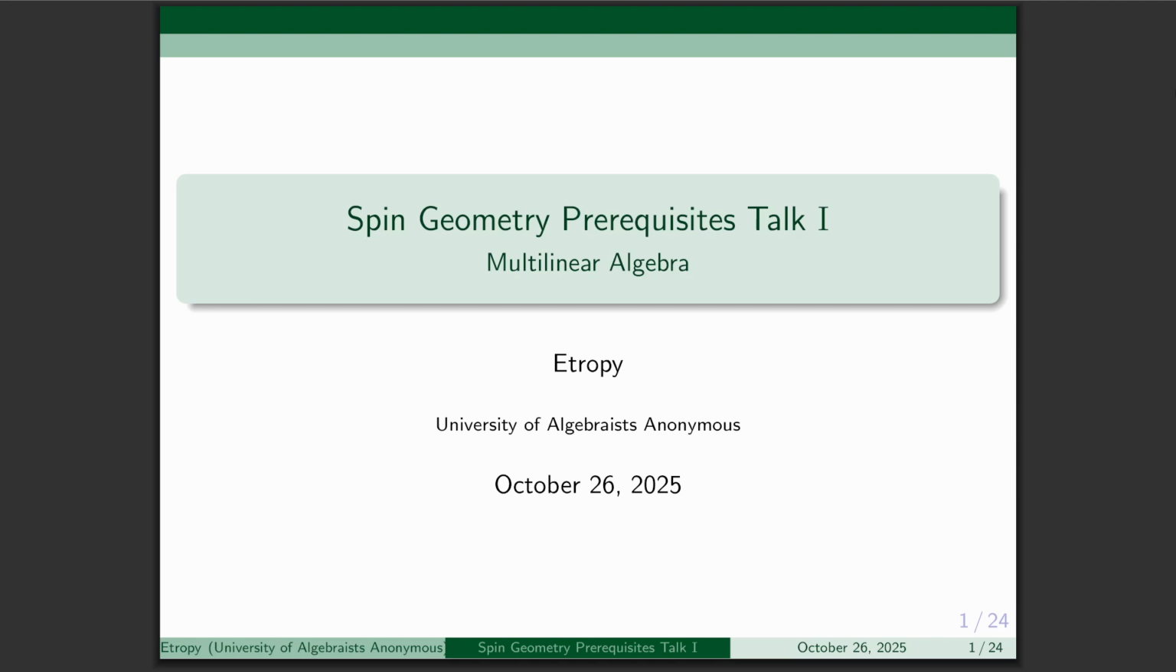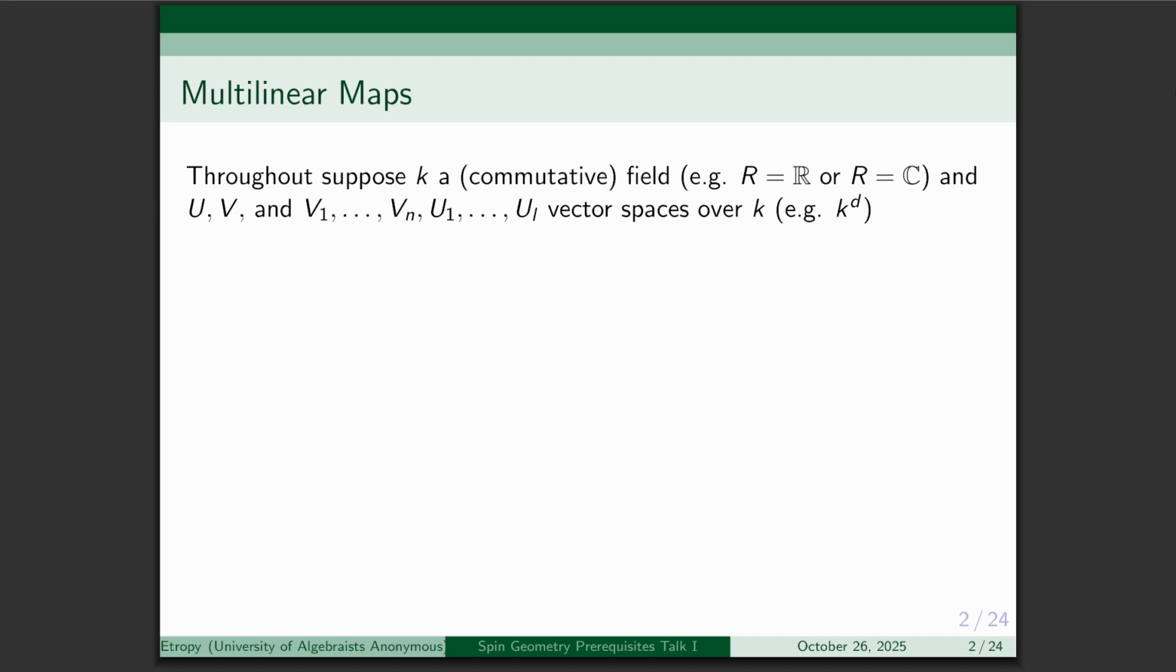We can get started. The starting point of multilinear algebra one can take is the concept of multilinear maps, as opposed to linear maps in linear algebra. And so first, let's fix some stuff we'll need throughout, kind of ambient data.